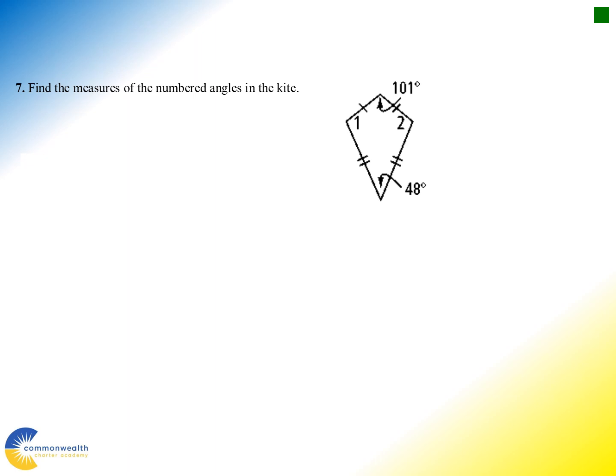There's no formal proof of it, but if you just keep going through them again and again, you will see that in a kite, you're going to have one pair of opposite angles that are congruent, and the other pair will not be. So since I am given one pair of opposite angles in this kite being 101 degrees and 48 degrees, those are the ones that are not congruent. That means that angles 1 and 2 are congruent.